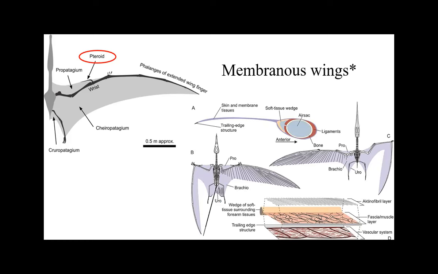This is a cross section through the wing. So air sacs, pneumatic bones invading the actual bone of the arm, bone of the hand, and then the soft tissue wedge, and then the wing is very, very, very thin in cross-sectional structure. And these are all these different layers that are in the wing's soft tissues, including a vascular system, which is really interesting.